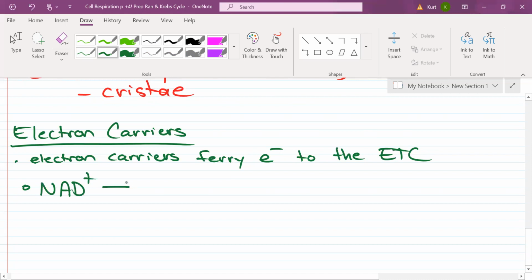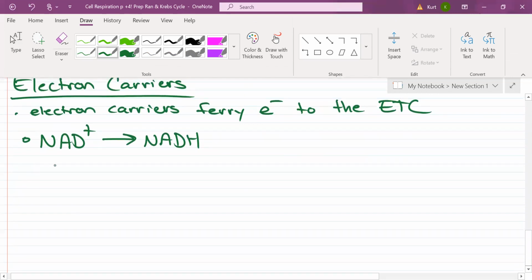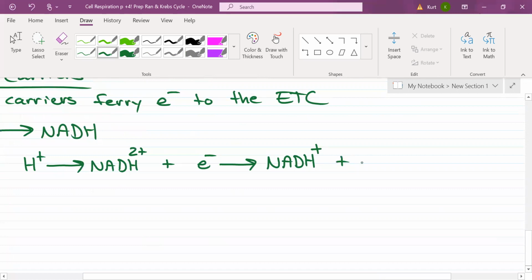NAD plus will become NADH. I want to go over again how this is actually formed. So first, you start off with NAD plus. And then you add a hydrogen ion to it. You'll get NADH with a positive 2 charge. You then add an electron to that, and you'll get NADH with a positive 1 charge. The charge went down a little bit. You then add a second electron, and you get NADH, and it has no charge.